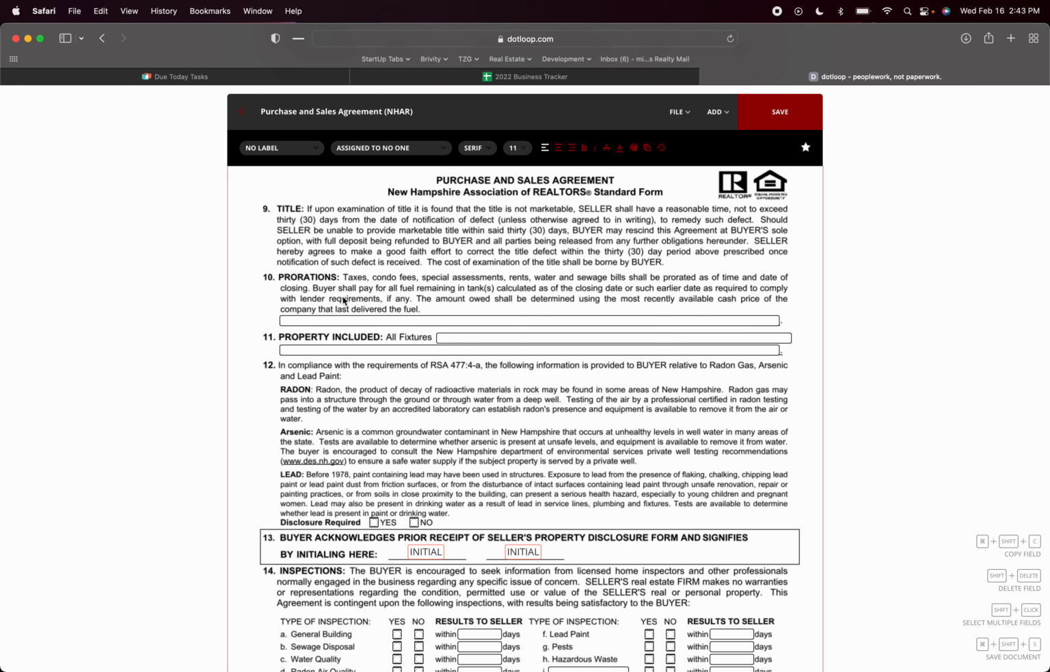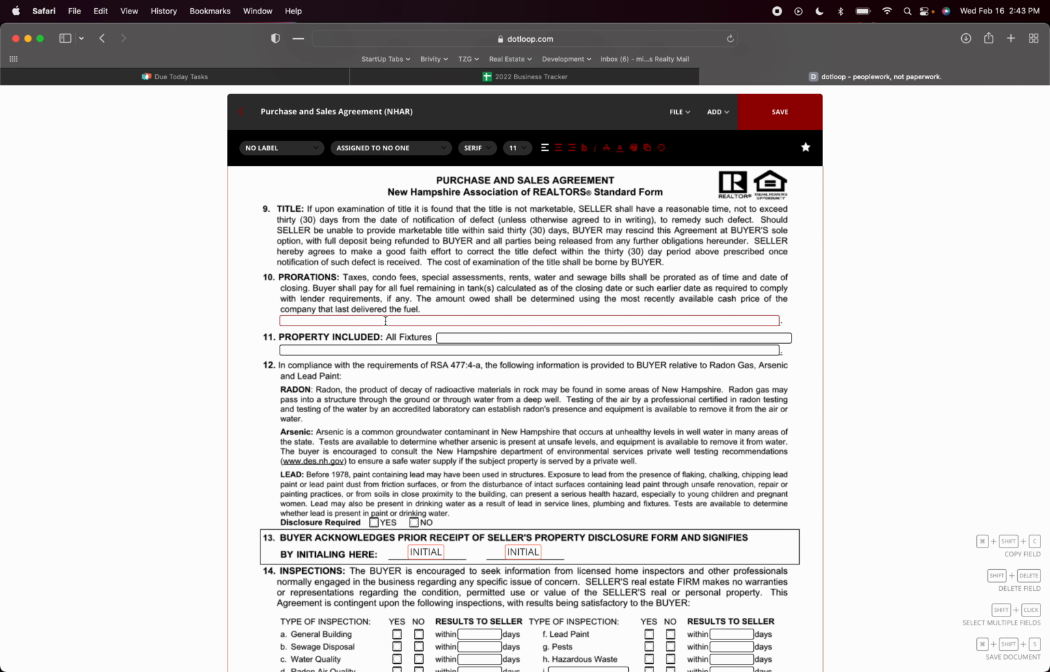Buyer in New Hampshire, the buyer also is assumed to be paying a fuel proration. So unless it is otherwise specified here, the buyer will pay for any fuel remaining at the property, and that's going to be calculated as close to closing as possible using whatever the current market rates are for the fuel that is used by the property.